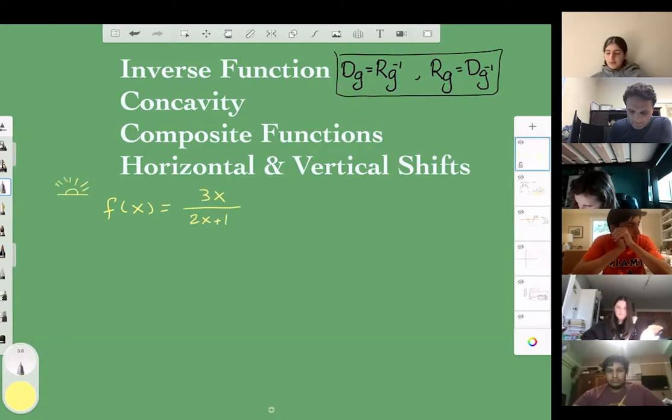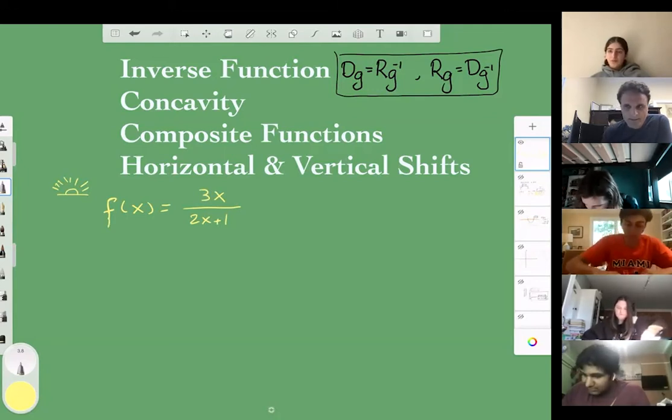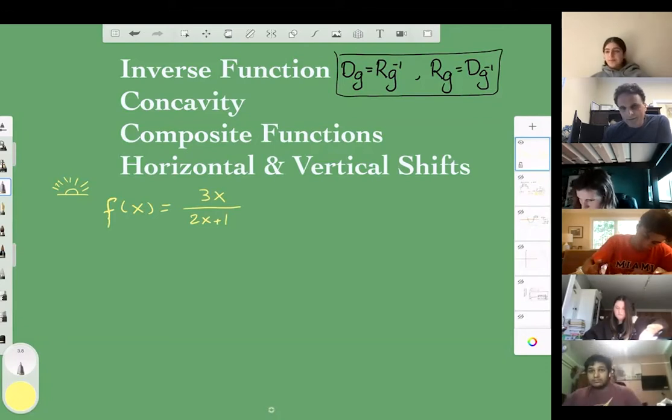Sunny day. I give you guys a function. The function happens to be rational. Nobody likes a rational function. It's complicated. It is difficult to graph, difficult to analyze. My question is, what do you think I'm going to ask you guys?